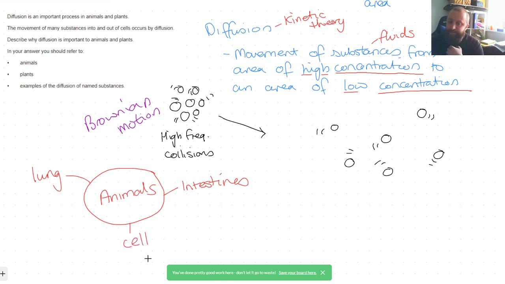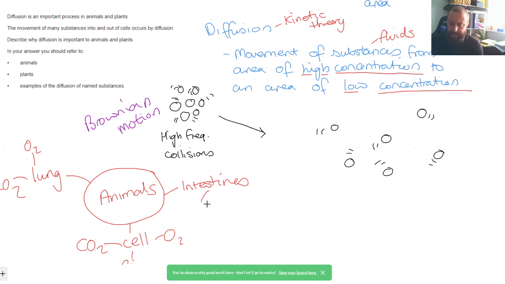Cellular level. In the lungs, we've got oxygen going in. We've got carbon dioxide. In cells, we've also got oxygen. We've got carbon dioxide. Oh, let's do that over here. There we go. Can you see that on there? Yeah, just about.